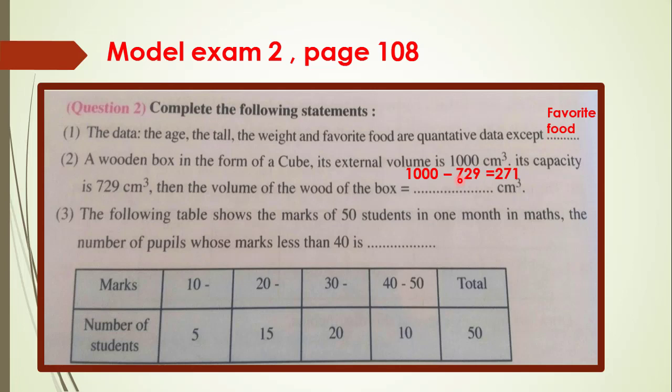Number 3, the following table shows the mark of 50 students in one month in maths. The number of pupils whose marks less than 40 is. Look at the table and tell me.